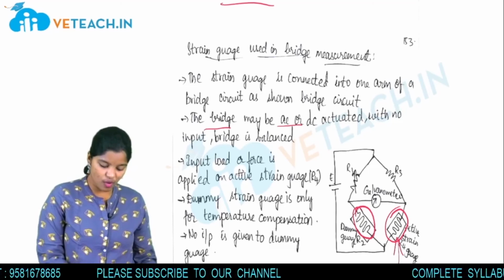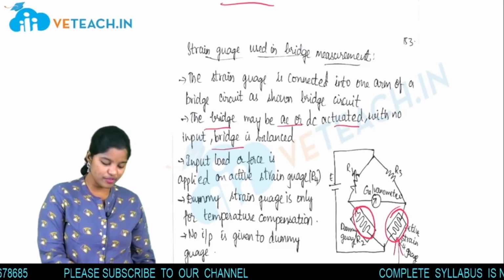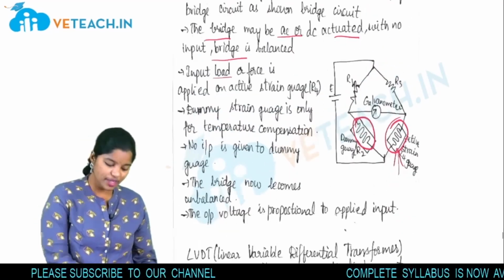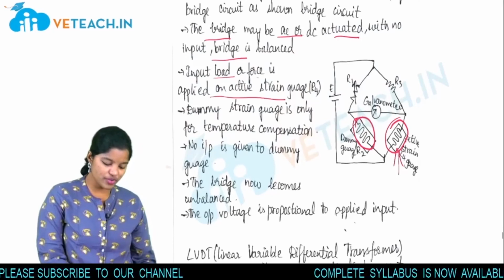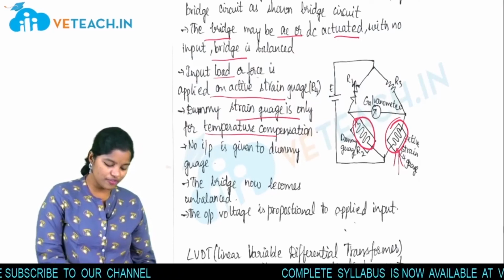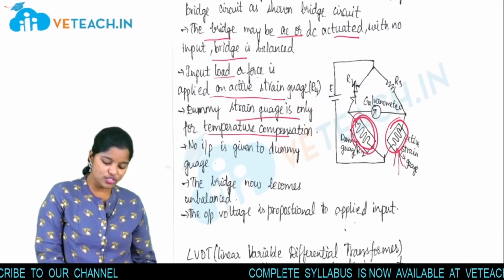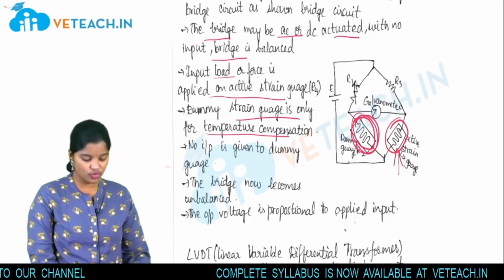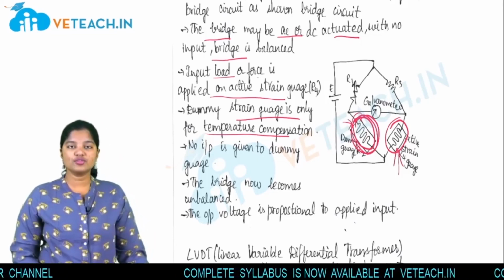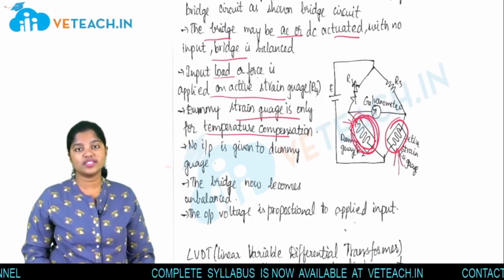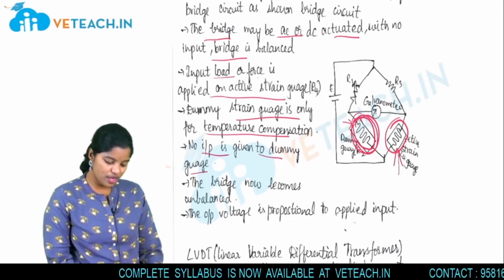So, the bridge may be AC or DC activated. With no input, the bridge is balanced. Input load or force is applied to the active strain gauge. The dummy gauge is only for temperature compensation. So, this is used for temperature compensation only. No other use of this dummy gauge. That's why it is called dummy. No input is given to the dummy gauge.